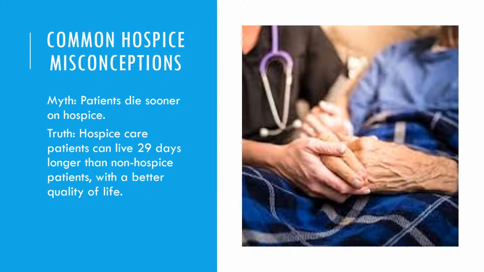The final hospice misconception is that patients die sooner on hospice. The truth is, hospice care patients can live 29 days longer than non-hospice patients with a better quality of life.